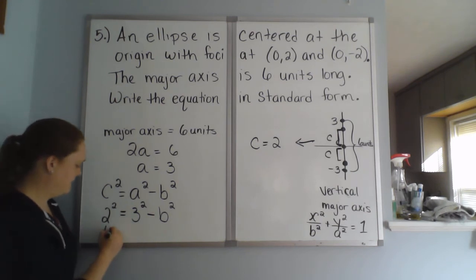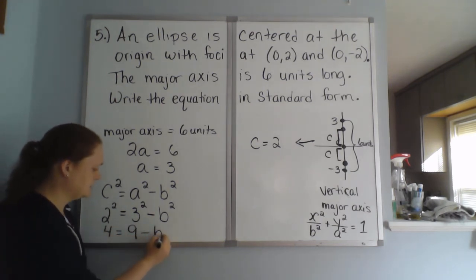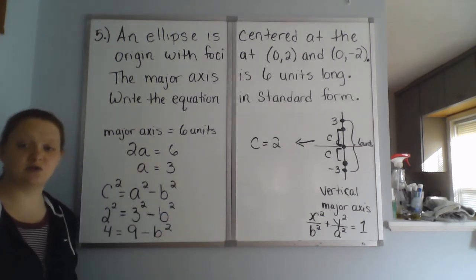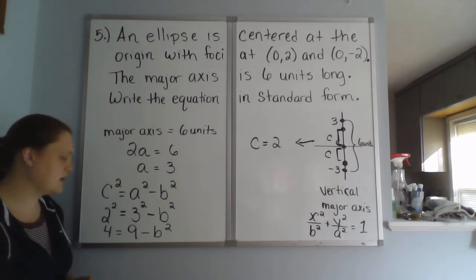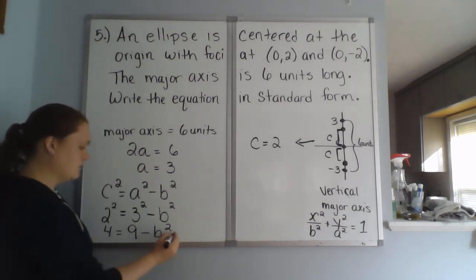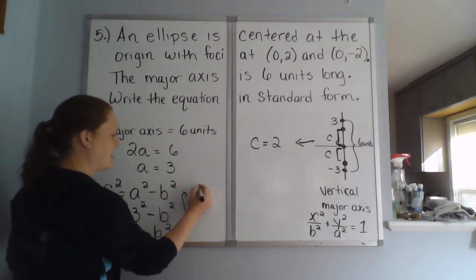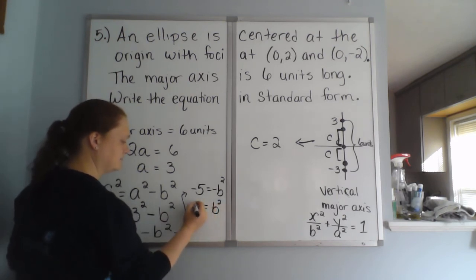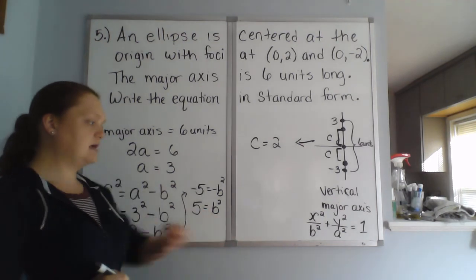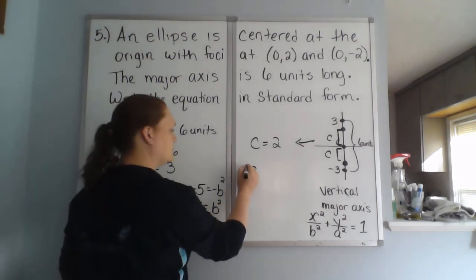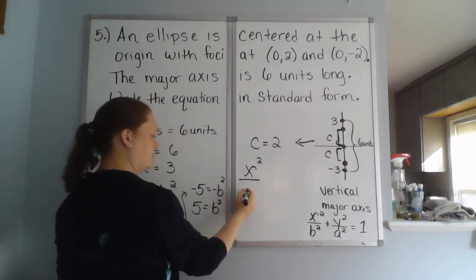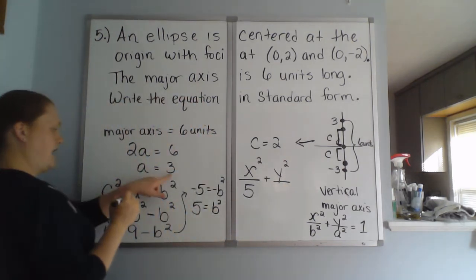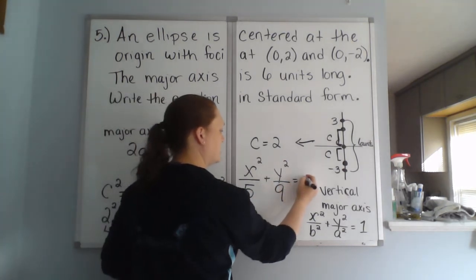So what I really have is 4 is equal to 9 minus b squared. And for the formula, truth be told, I just need to know what b squared is. I don't really need to know the value of b itself. So I'm going to subtract the 9 over, which gives me negative 5 equals negative b squared. That means b squared must be positive 5. So if I take that standard form and fill in the 2 unknowns, x squared over b squared, which is 5, plus y squared over a squared. A is 3, so a squared is 9, and that's equal to 1.